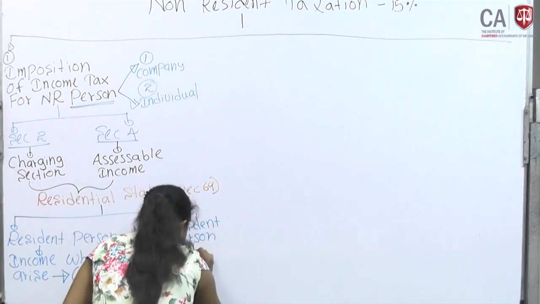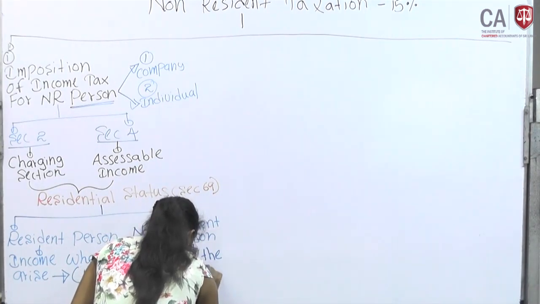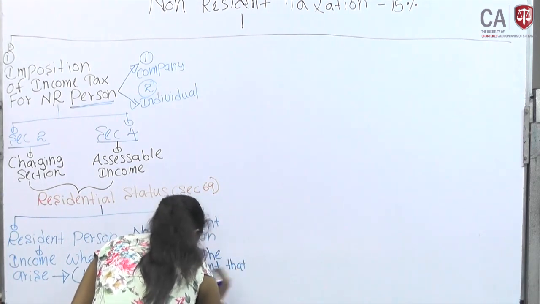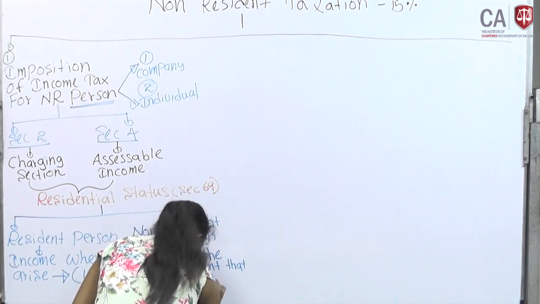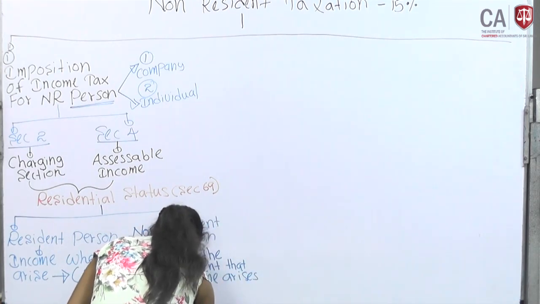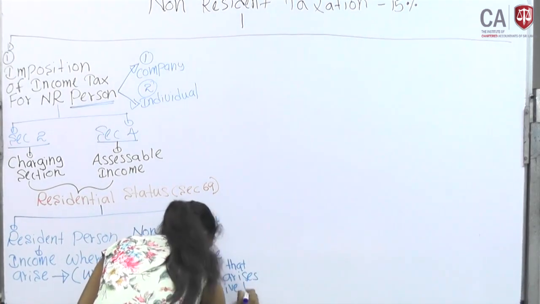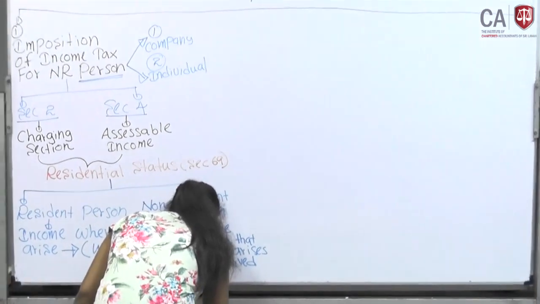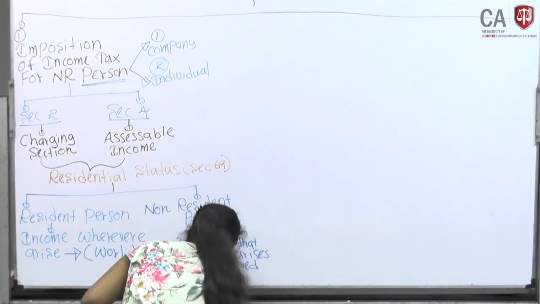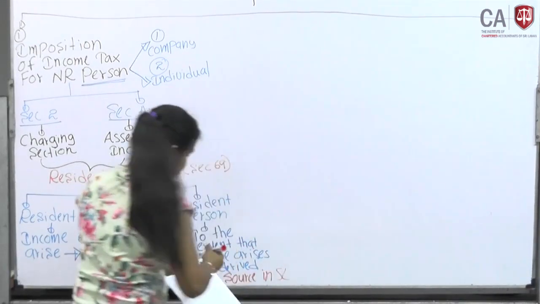It is to the extent that income arises in or derived from, I am highlighting one word, derived from a source in Sri Lanka. Source in Sri Lanka.